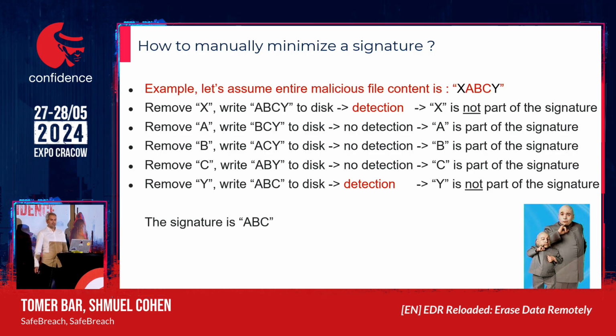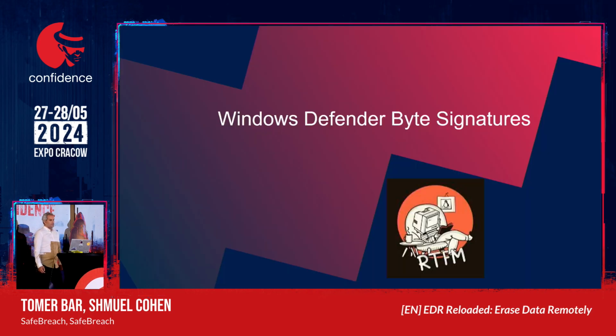So let's go over a simple example to understand our technique, which is very simple. As we can see in the example, we started with the XABCY detected signature. We removed the first letter X and wrote the file to disk in order to trigger Defender to scan the file again. We still got a detection, so it means X is not part of the signature. But when we removed the A this time and wrote it to disk, we got no detection. So it's an essential part of the signature, and B and C were essential too, and Y is not essential, so the final minimal signature is ABC. We will use it later.